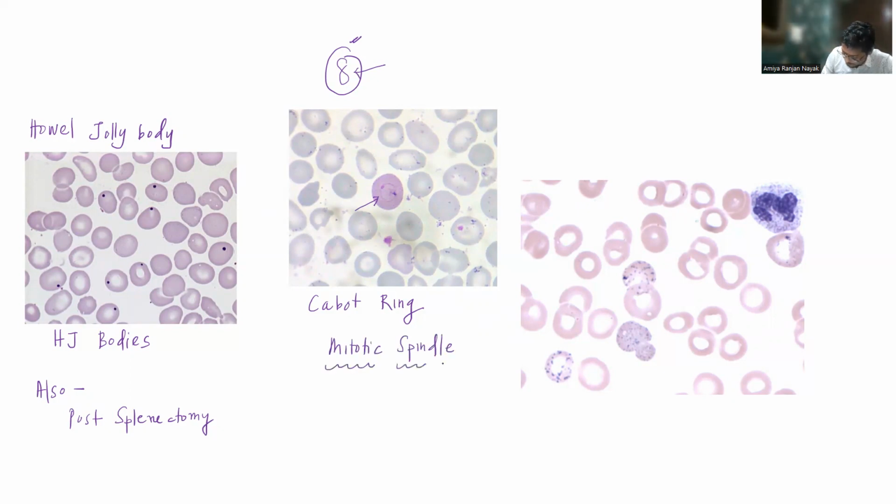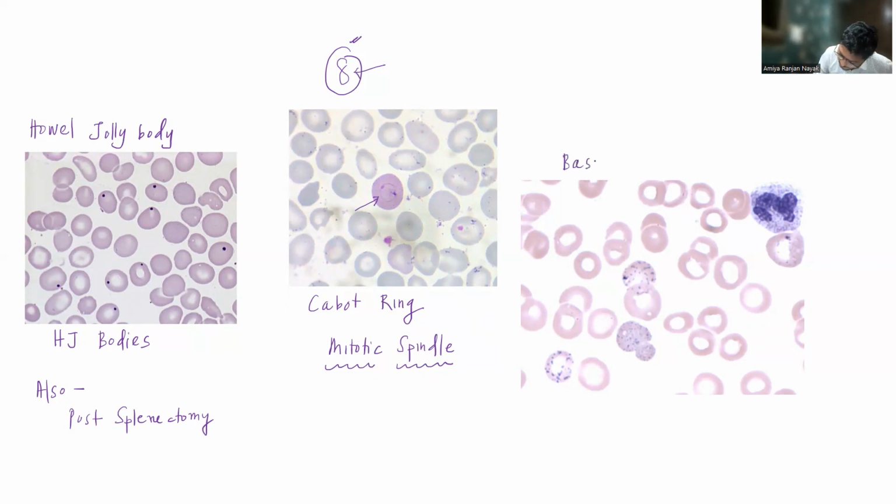All these things are happening because of defective nuclear maturation. You are going to find excessive chromatin materials in the RBCs, and these abnormalities result from that defective nuclear maturation. That is the Cabot ring. And the third one is basophilic stippling.